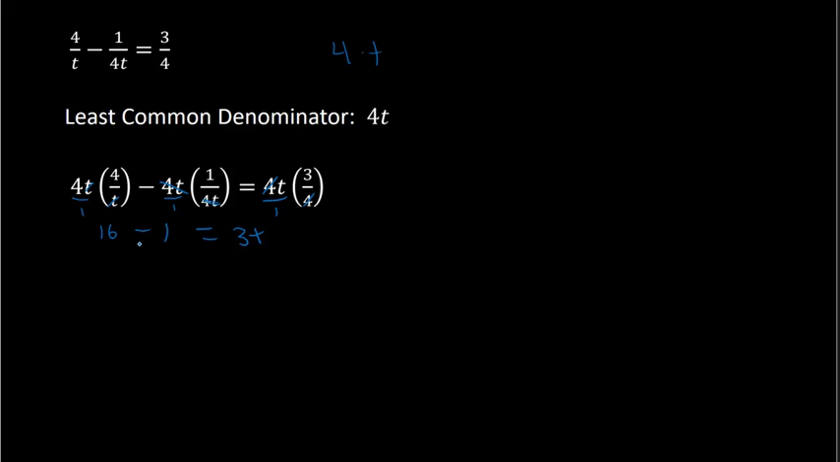So I have 16 minus 1 equals 3t. 16 minus 1 is 15, and then divide both sides by 3 to get t equaling 5. So my solution is 5. And notice how much easier this is once we get rid of the fractions. Because at this point, right here, it's just a couple quick steps. Alright, so that's our objective for the next 2 as well, is to find the least common denominator and then multiply everything by that.